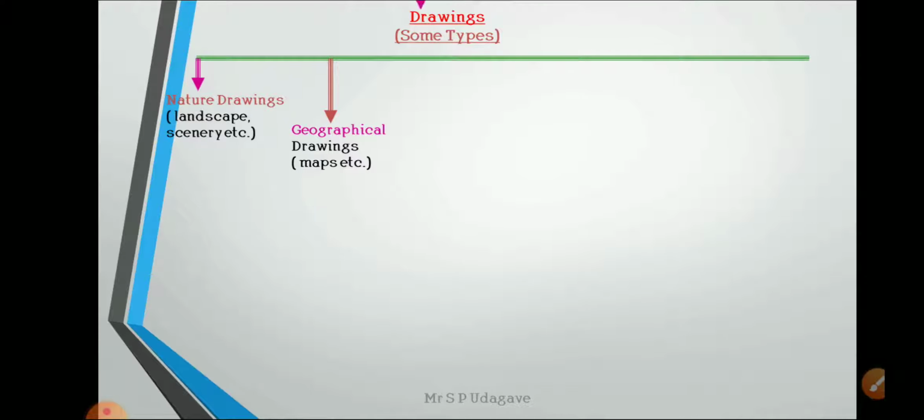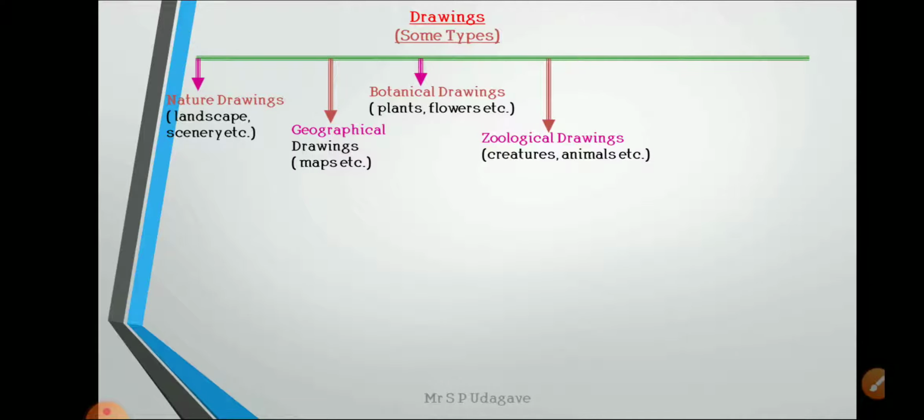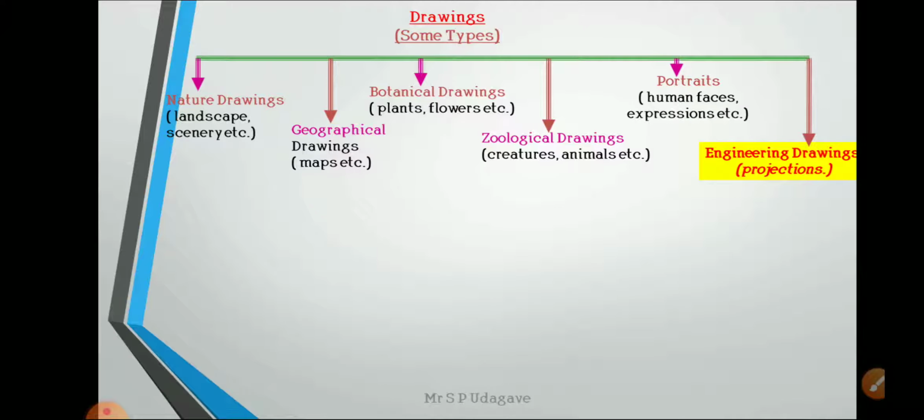There are different types of drawings. That is nature drawing, geographical drawing related with the maps, botanical drawings related with the plants and flowers, zoological drawing related with the animals, portraits, and finally engineering drawing, meaning projections.